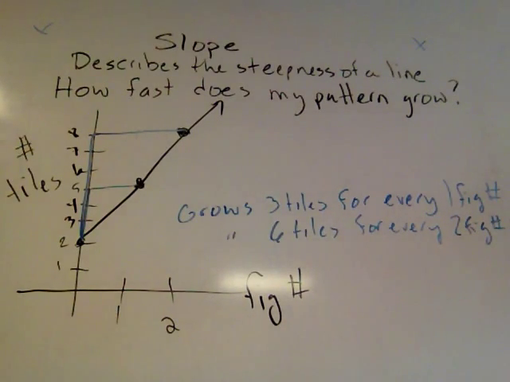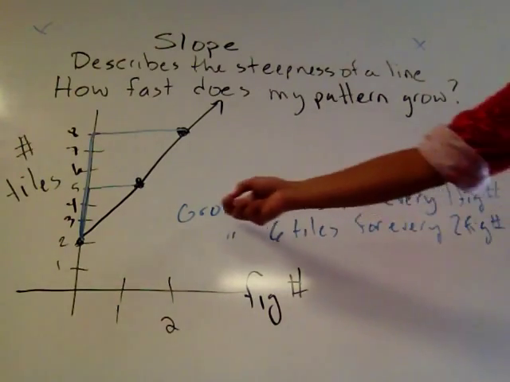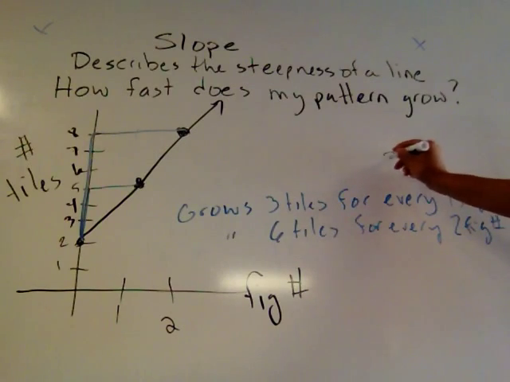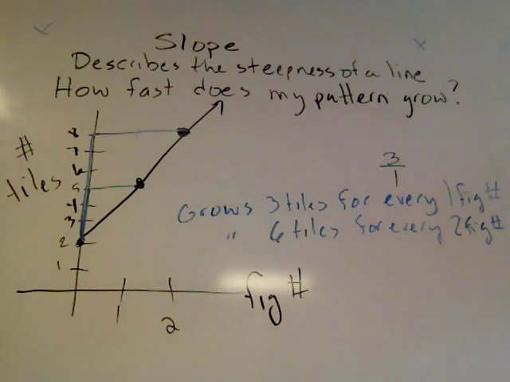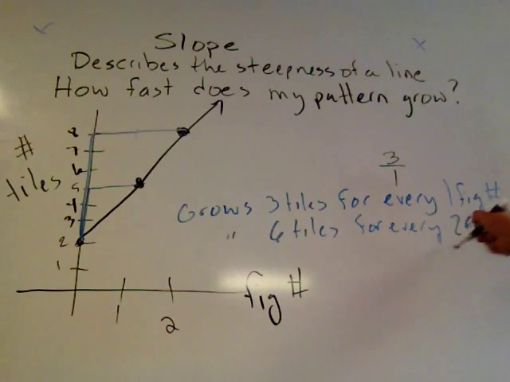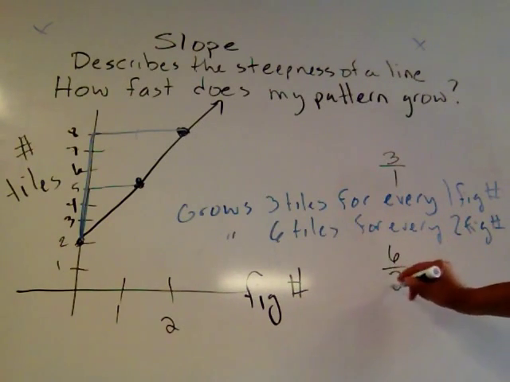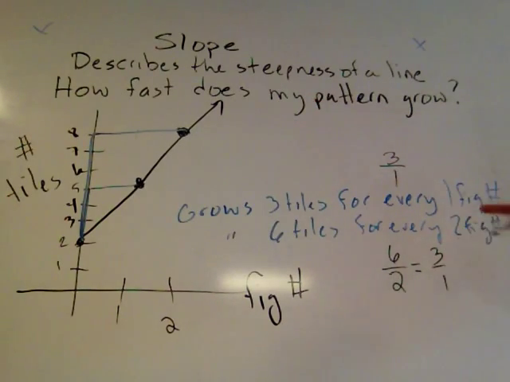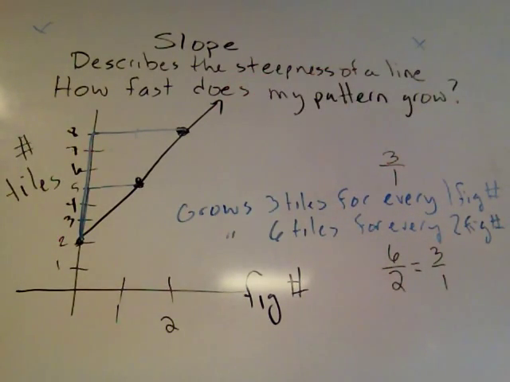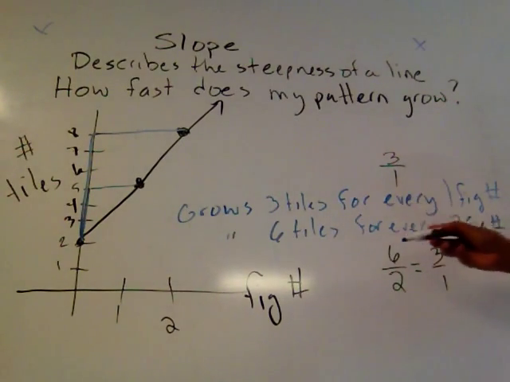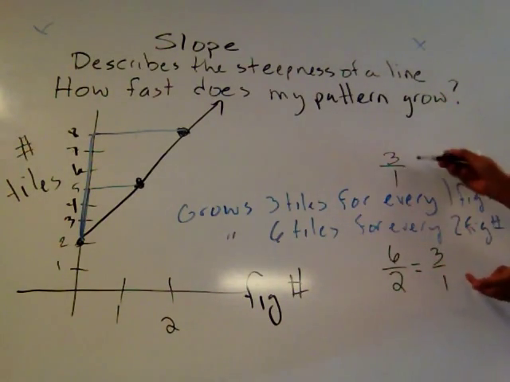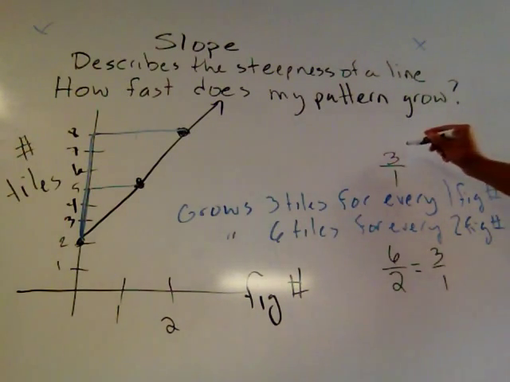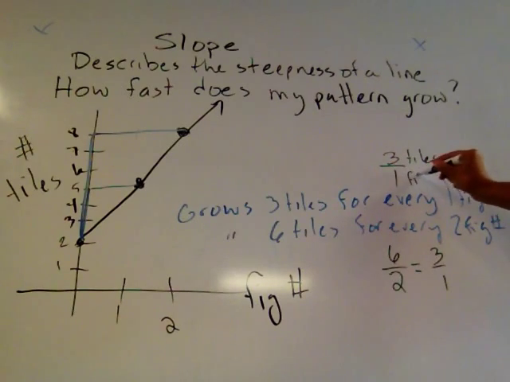Now, this idea of slope comes in when we want to represent this situation as a number. So growing 3 tiles for every figure number can be represented as 3 over 1. Growing 6 tiles for every 2 figure numbers could be represented as 6 over 2, which you know reduces down to 3 over 1. It's the same figure, so it really doesn't matter which triangle I'm looking at. All I care about is I'm looking at how fast this is growing, and I can always reduce it down to how much does it grow for every figure number. So it goes 3 tiles per figure number.